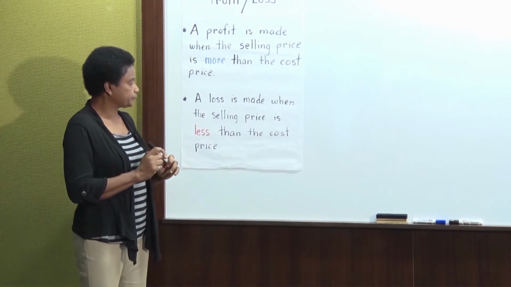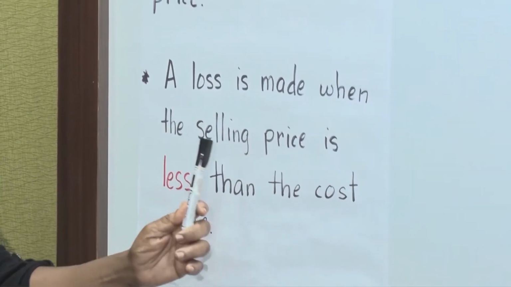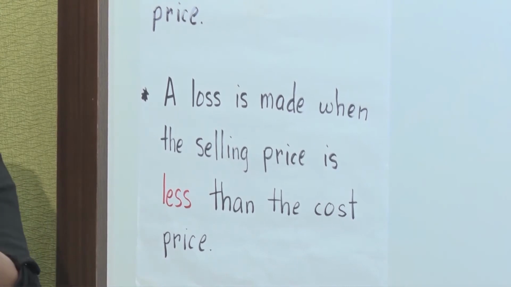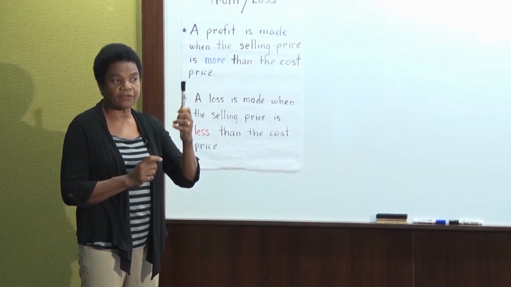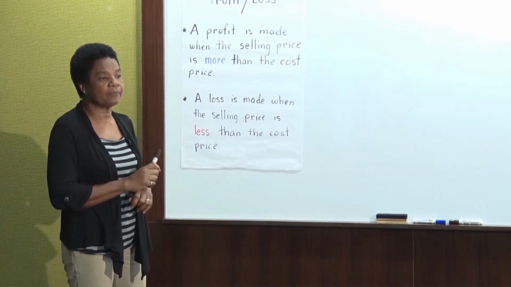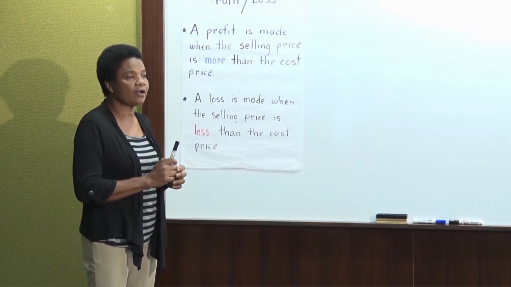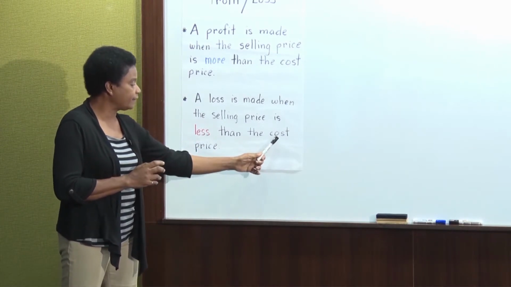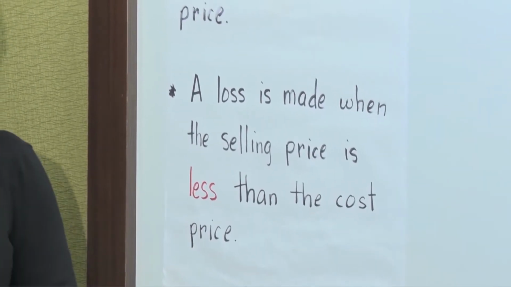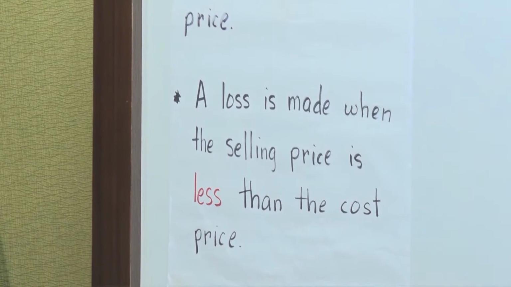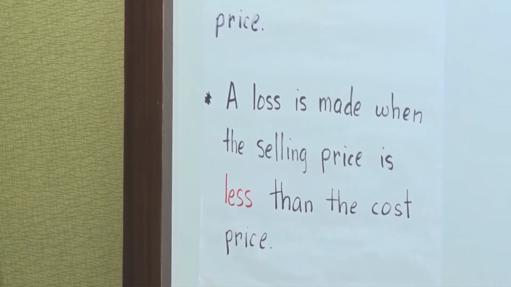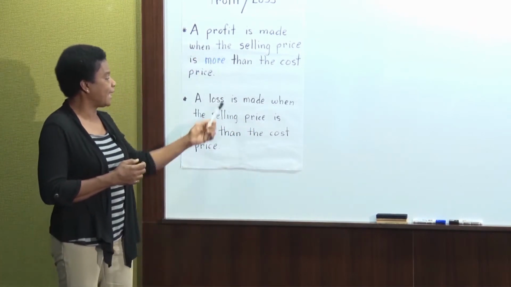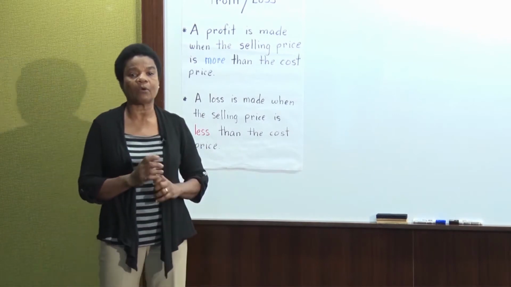Let's look at a loss. A loss is made when the selling price is less than the cost price. So let's say again, I have this marker, and the marker cost me $5. You want to buy this marker from me, and I sell it to you for $3. So I have now sold it for less than what it cost me, for less than the cost price. Therefore, I would have lost money. I would have made a loss of $2. 5 take away 3 is $2. So you need to keep this in hand. Remember this as we attempt our questions today.